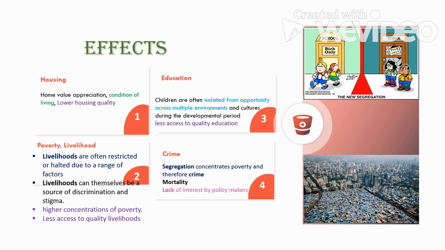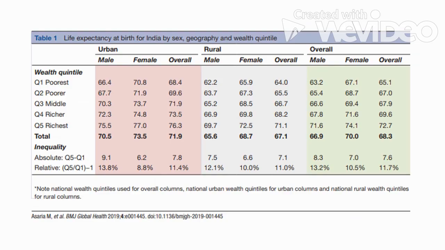Then mortality. In these zones, the policymakers are hardly interested in them because they are not much of a vote bank. So we see more mortality among them. The slide over here shows the life expectancy at birth. You can see that the poorest have the least life expectancy at birth, while the richest have more life expectancy at birth.